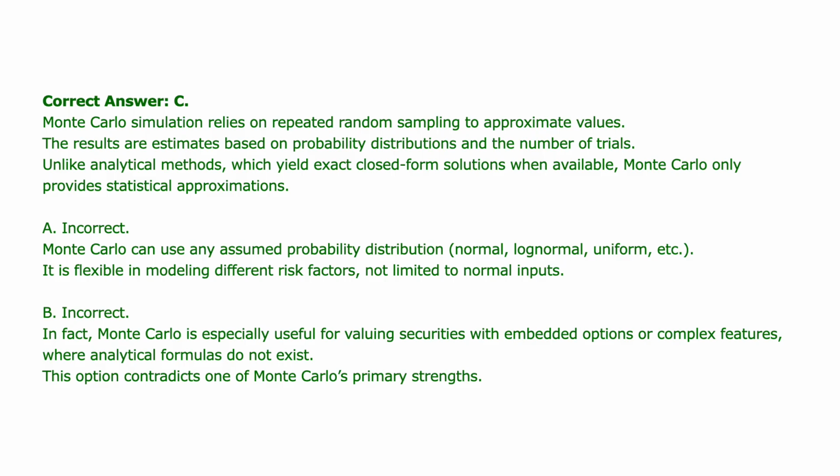Monte Carlo simulation provides only statistical estimates rather than exact solutions. It relies on repeated random sampling, so results are approximations. Analytical methods, when formulas exist, yield exact closed-form solutions. Option A is wrong because Monte Carlo is not limited to normal inputs, and option B is wrong because Monte Carlo is actually useful for embedded options, not excluded from them.